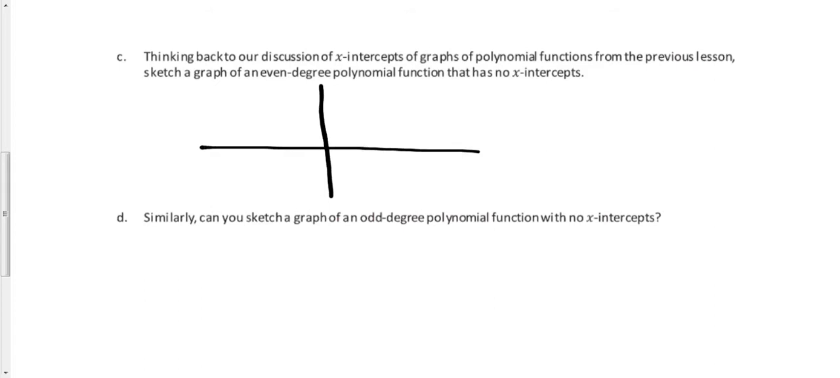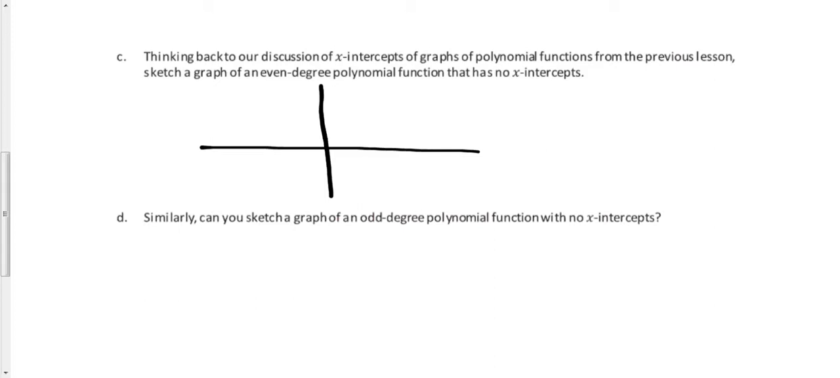What is an even-powered polynomial? Thinking back to our discussion, sketch a graph of an even degree polynomial. What does our even degree polynomial look like? Do they look like a U or do they look like the snaky thing? U. They look like the U, right? So, I need to draw something that looks like a U.